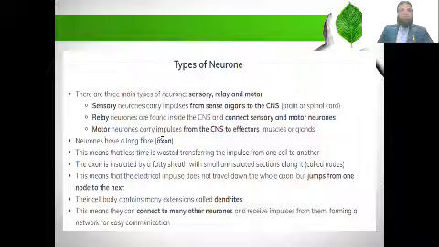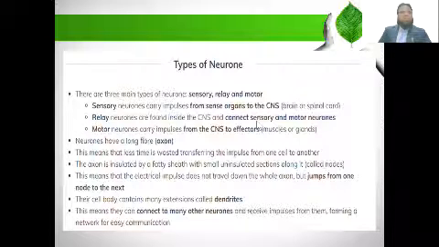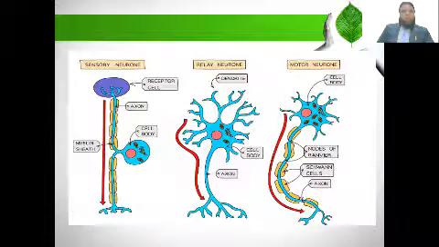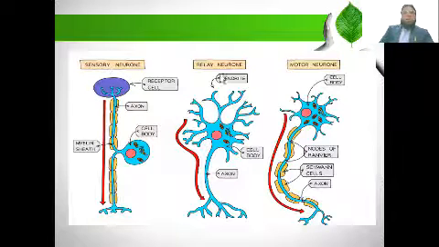And what about the motor neuron? Motor neurons, on one side, are connected to the relay neuron, and on the other side they are connected to the effectors. Now, what are the effectors? Effectors are the muscles or the glands. So we are going to discuss the structure of the different types of neurons. Let me show you the diagram. You can see here in the diagram, sensory neurons, relay neurons and motor neurons.